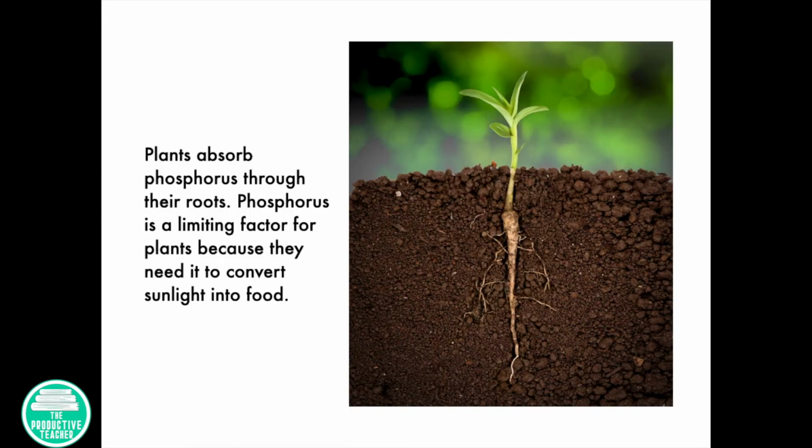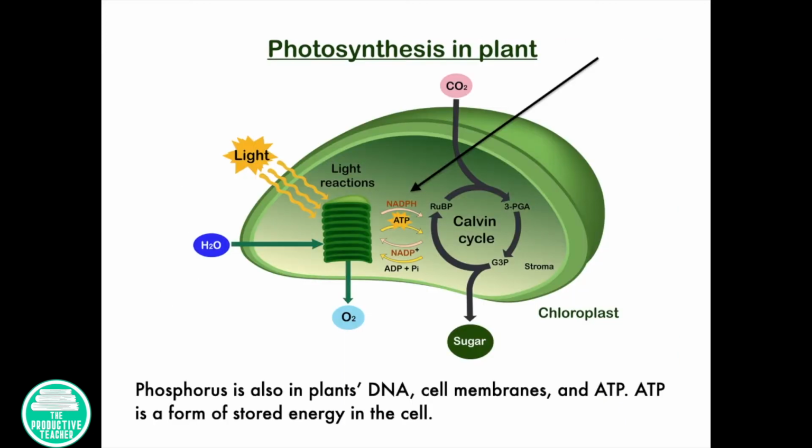Plants absorb phosphorus through their roots. Phosphorus is a limiting factor for plants because they need it to convert sunlight into food. Phosphorus is also in plants' DNA, cell membranes, and ATP. ATP is a form of stored energy in the cell.